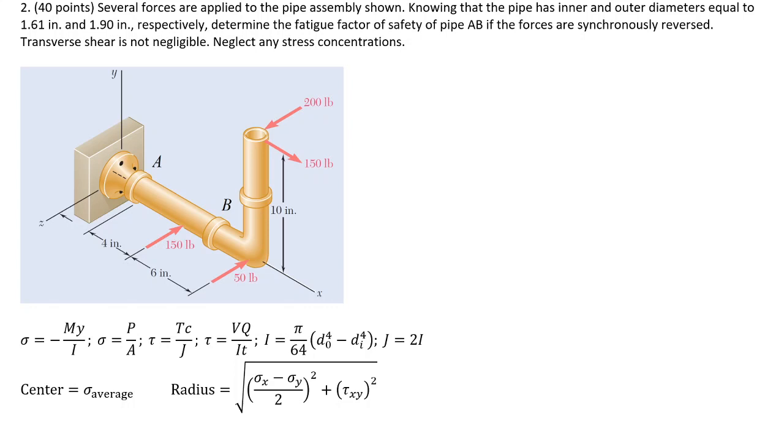So for pipe AB, just for the pipe AB, from this section to this section, the maximum moment, anywhere I stand from A to B is gonna have the same torsion, the same torque at the surface, and the same tension due to this force, okay?